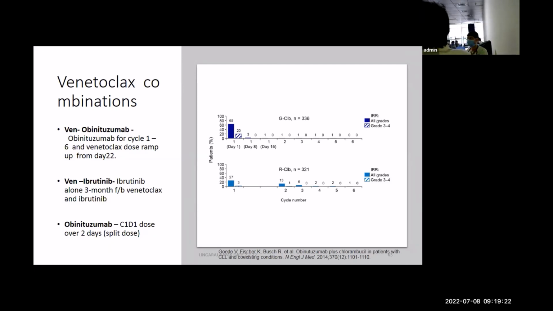Similarly, for obinutuzumab, we start with obinutuzumab. It will bring down the lymphocyte count, it will bring down the node size, and then you start the venetoclax ramp up. So that mitigates the CLS to the minimum.